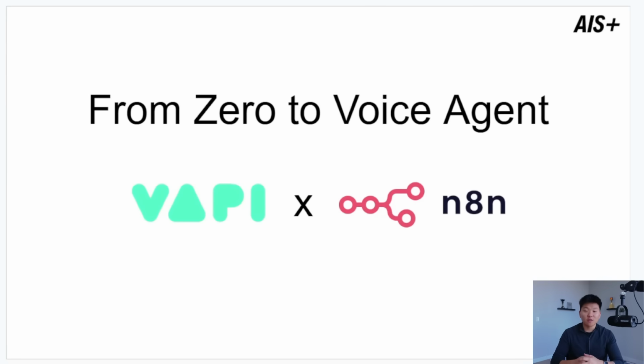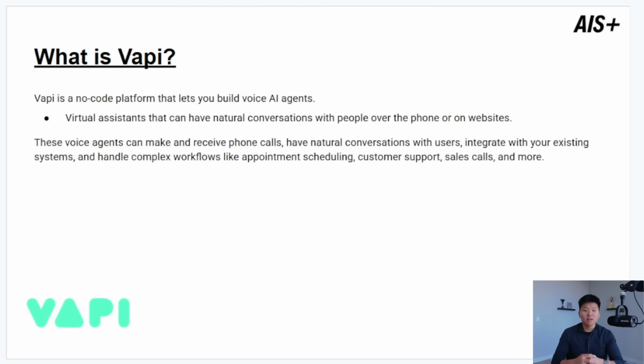So if you've been following my channel for a while now, then you probably know what n8n is. And to build our voice agents, today we're going to be using a platform called Vapi. And I'm going to show you guys that when we combine Vapi with n8n, the possibilities are pretty much endless. So to start off, what is Vapi? Vapi is a no-code platform that lets you build voice AI agents.